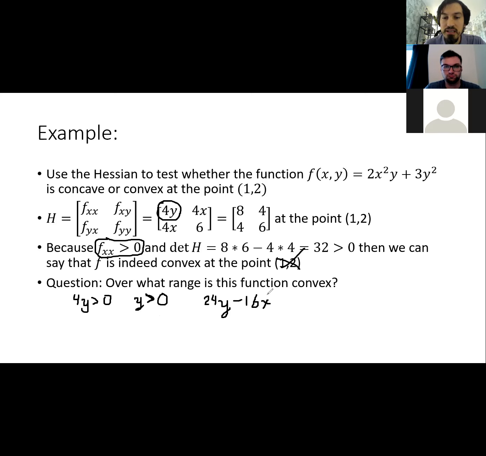Perfect. You guys see what he did? He said, well, we need the determinant to be positive. When does that happen? It's when 24y minus 16x squared is positive. Now we have to think about when does that happen?